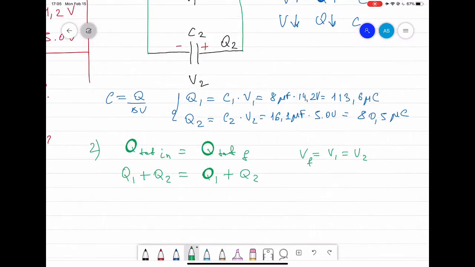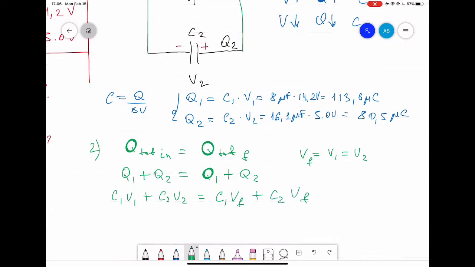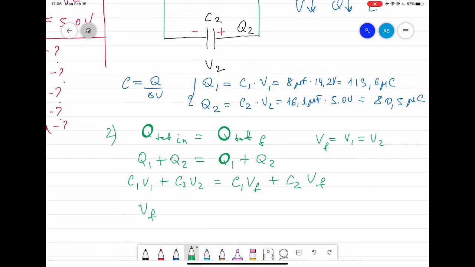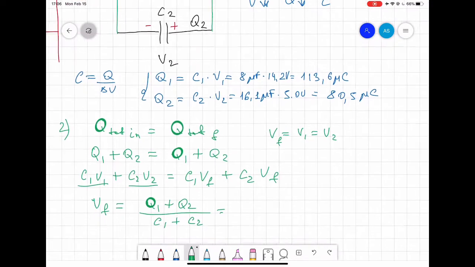We can now say that C1 V1 plus C2 V2 is equal to C1 V final plus C2 V final, because after connecting them in parallel I call it V final. So V final will be equal to Q1 plus Q2 divided by C1 plus C2. Let's plug in the numbers.